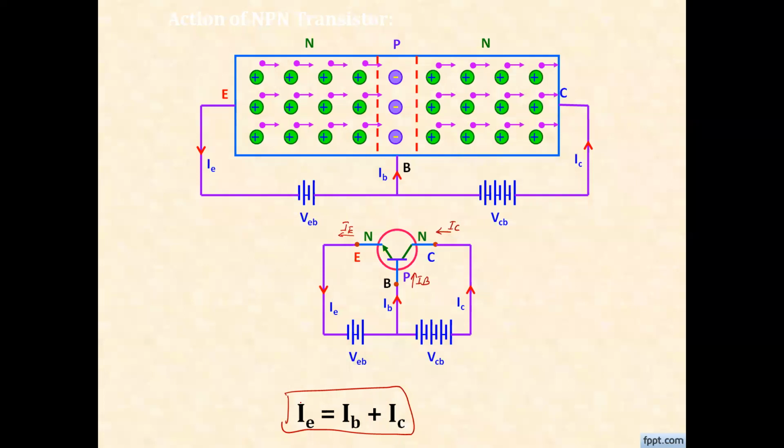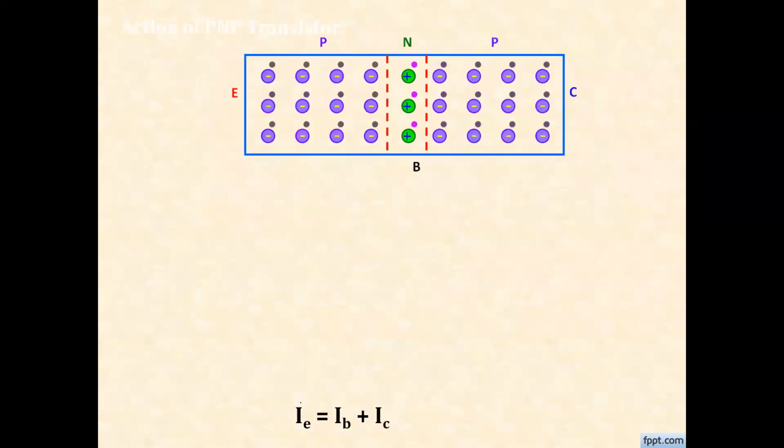Now the same theory is applicable for the PNP type of transistor. The only difference is that in an NPN type of transistor, the majority charge carriers are free electrons, and in a PNP type of transistor, the majority charge carriers are the free holes. See that there. Now here this is the PNP type of transistor.